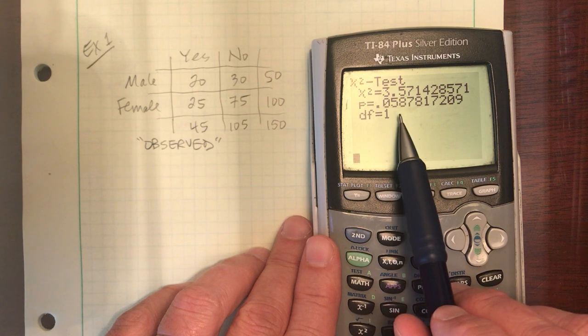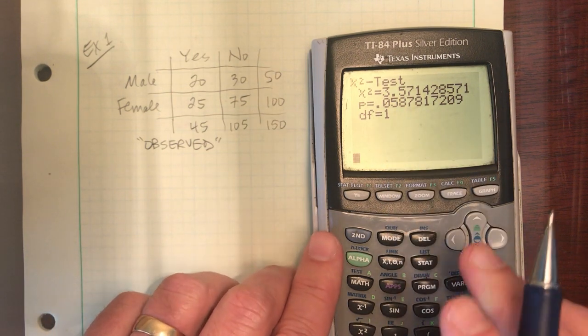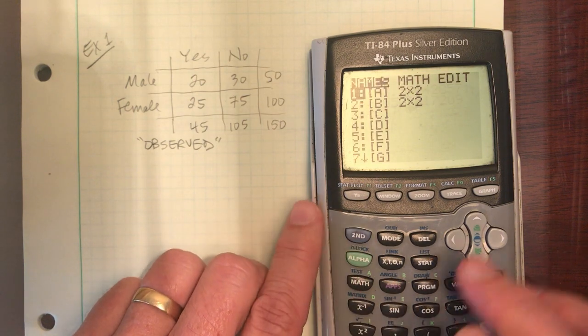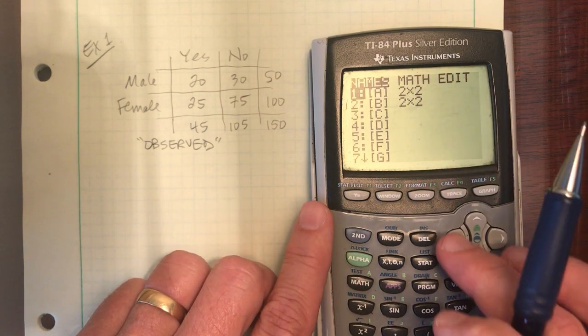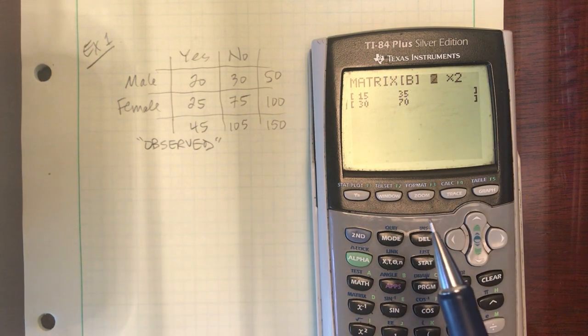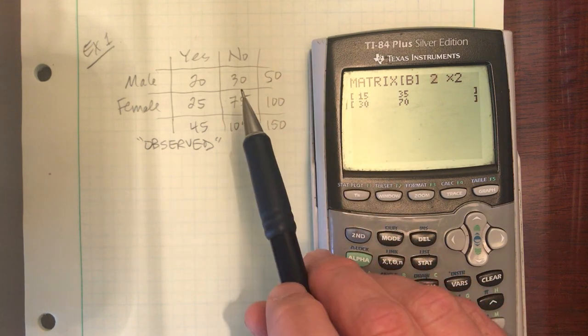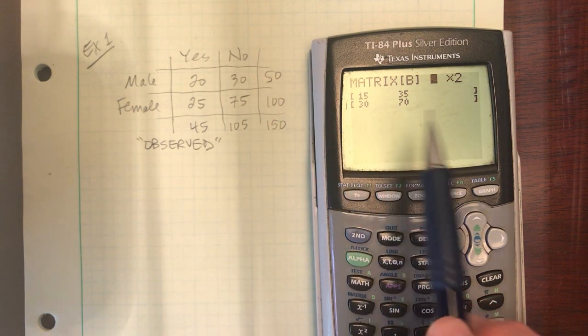But before I do that, I want us to look at another matrix. Head back to your matrix menu, second matrix, edit, and this time choose matrix B. As you saw in the first video, these are numbers you did not enter. These are not the same numbers we were given. These are what we call the expected values.